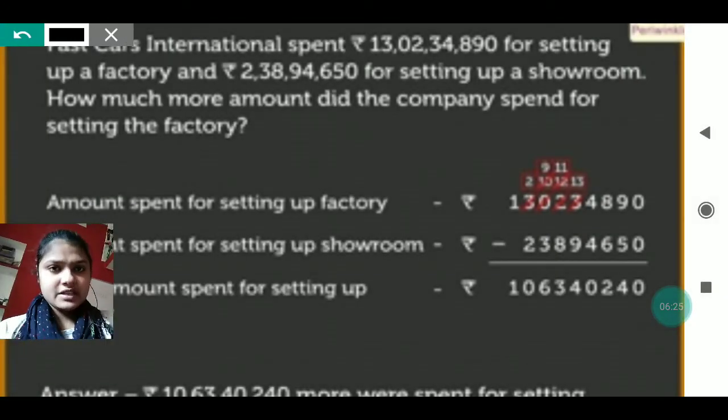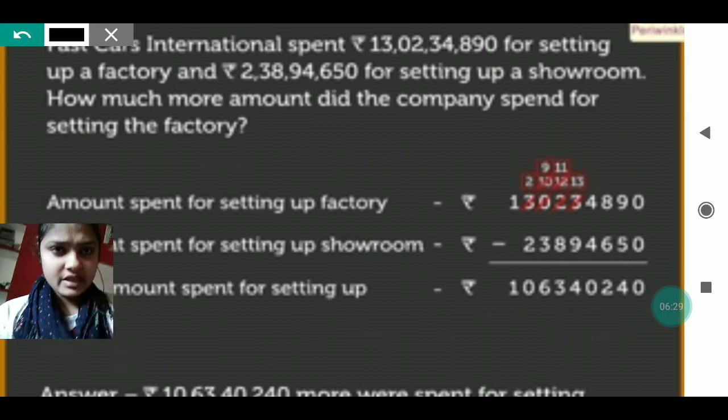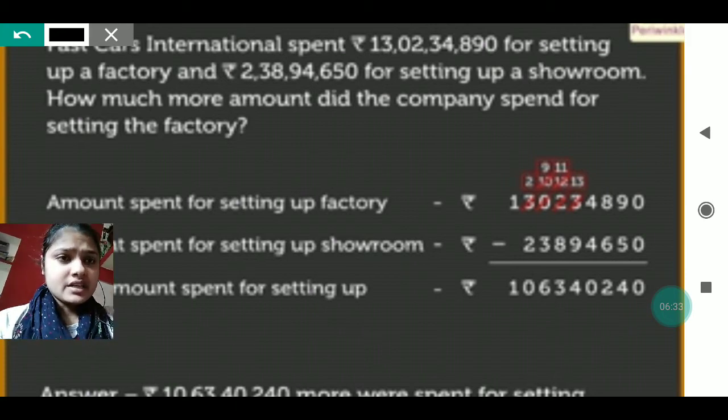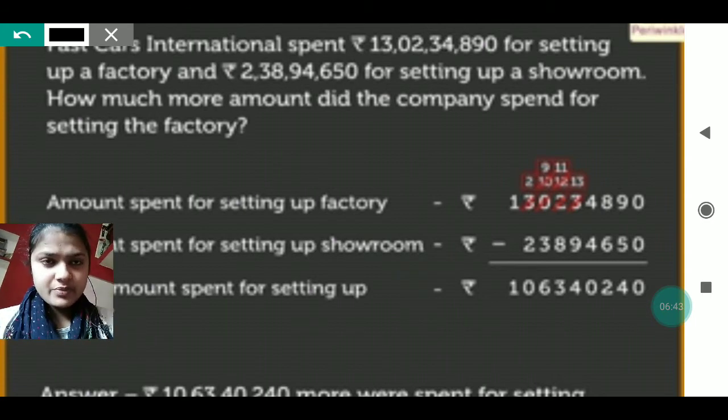Now this question, it is written Fast Car International. Okay, there was a name that is given. Car International spent 13 crores 2,34,890 for setting up a factory. Okay, one factory they are trying to set up, and for that he has spent this much amount.